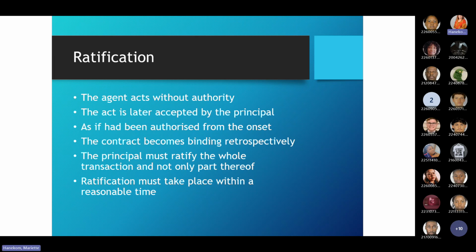So ratification is the instance where the agent acts without authority. The act is later accepted by the principal. And by law, it is then as if it has been authorized from the beginning, as if you originally had authority, and it becomes binding right from the beginning. The principal must ratify the whole transaction and not only part thereof. I either accept the hamburger and the Coke, or I don't accept either. I can't say I'll keep the burger and not the Coke. And it must take place within a reasonable time.